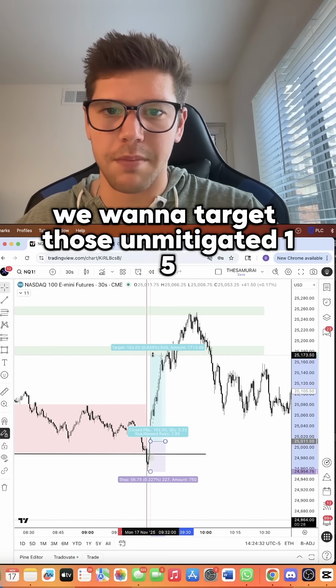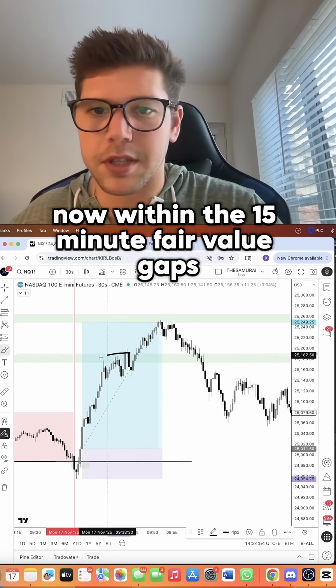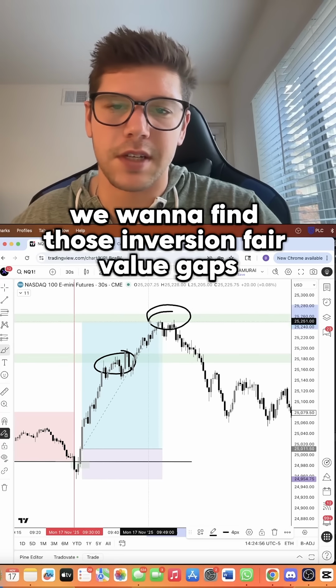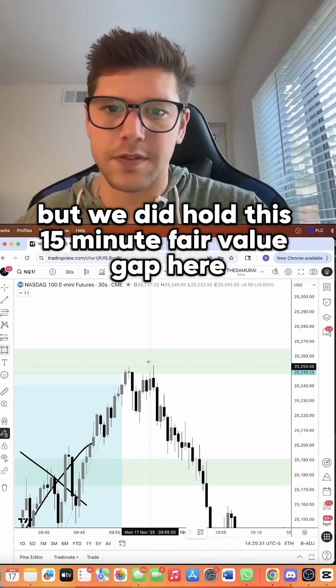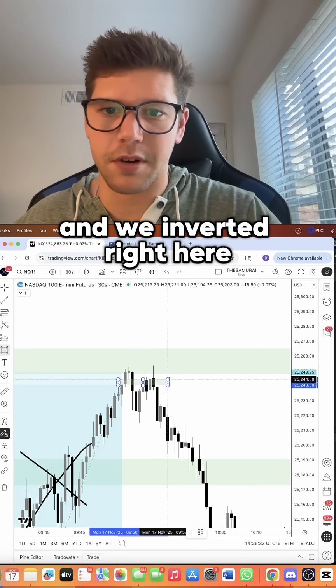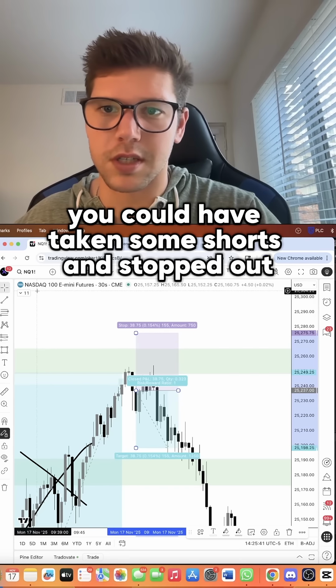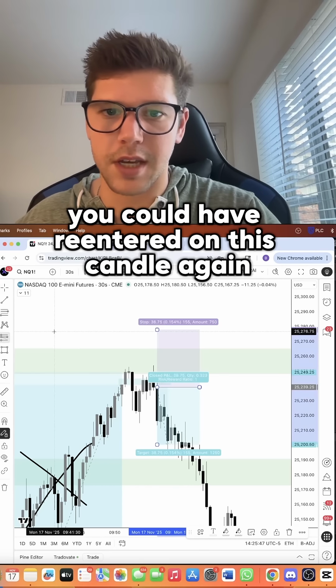We want to target those unmitigated 15-minute fair value gaps. Now within the 15-minute fair value gaps, we want to find those inversion fair value gaps for confirmation. We didn't have any here, but we did hold this 15-minute fair value gap here, and we inverted right here. Good chance you could have taken some shorts and stopped out right here. You could have re-entered on this candle again, stops here.